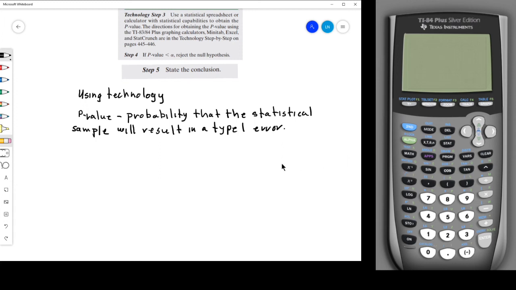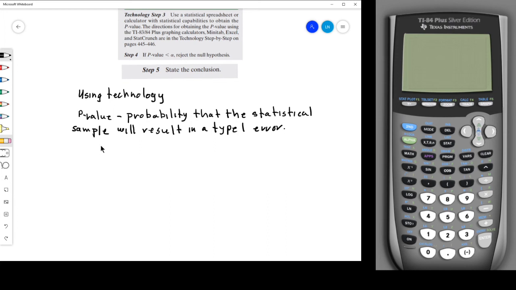So you could do this by hand. You would basically do a normal probability problem, and then you would compare what you get to your alpha value. So what we're looking for is a p-value to be less than the alpha value to be able to reject the null hypothesis.